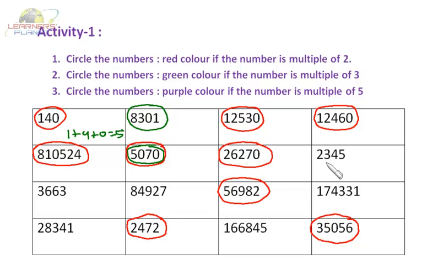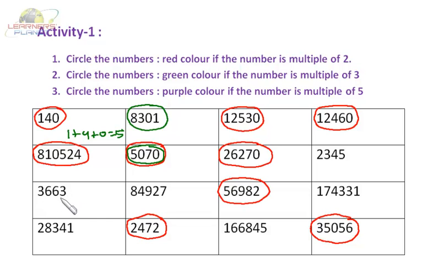Okay. Let's take the next number. 2 plus 3, 5. 5 plus 4, 9. 9 plus 5, 14. Further, 14 is not a multiple of 3. That means this complete number will not be a multiple of 3. Okay. So, let's take the next number.